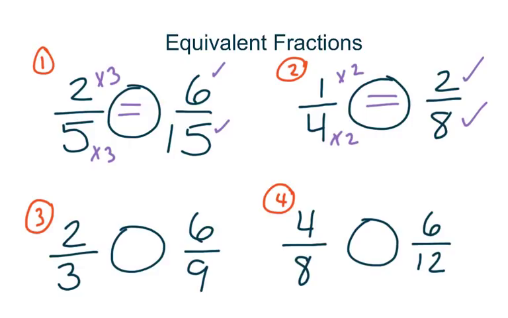The next one, we're going to do the same thing. We need to check through multiplication. So 2 times what gives me 6? That would be 3, so I'm going to check with my denominator as well. 2 times 3 gives me 6, and 3 times 3 does give me 9, so these fractions are equivalent as well. And then the last one.